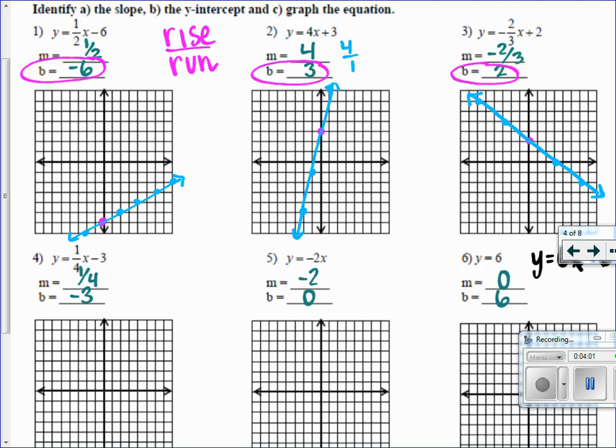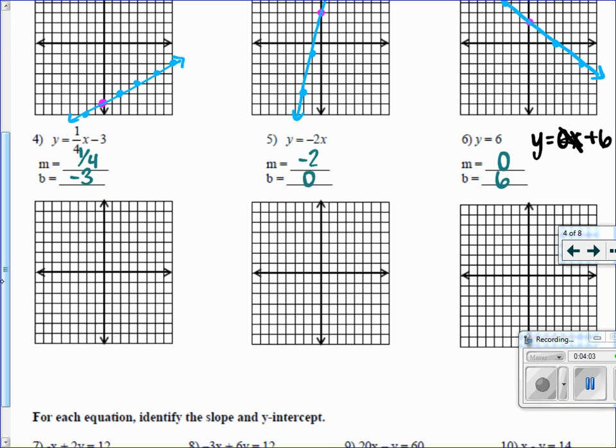Okay, so let's look at number 5. So on number 5, if the y-intercept is 0, where is that? Origin. The origin, right? And if the slope is -2, what's -2 as a fraction? Which means which way are we going to go? Down and right. So down 2 and right 1. Or if you need to go the other way, up 2 and left 1.